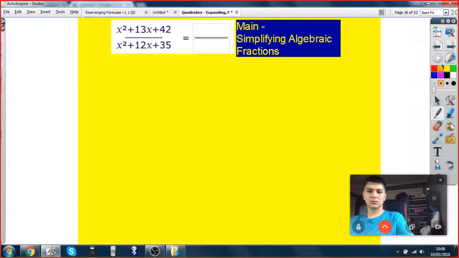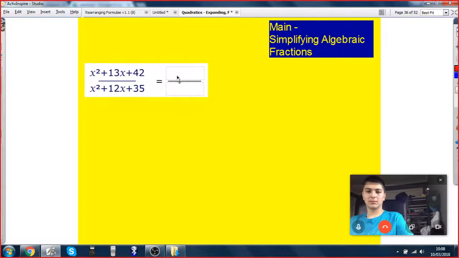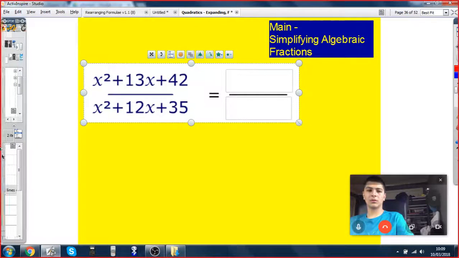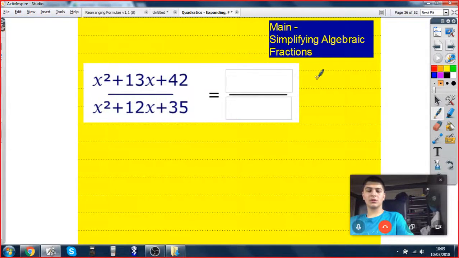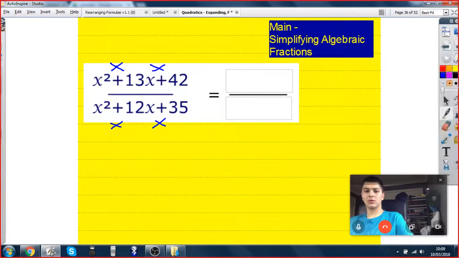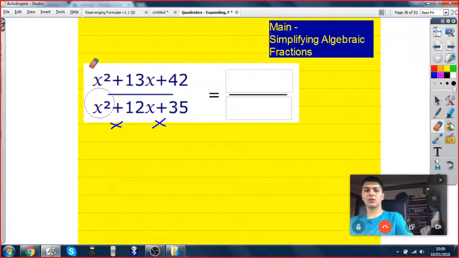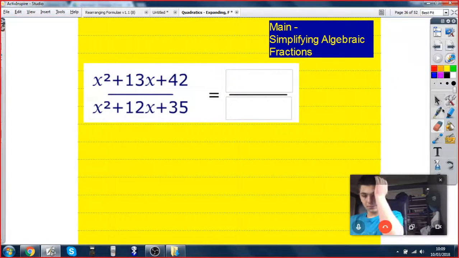Okay, algebraic fractions. How would you simplify this fraction? Would you take away the 2x, so it'd just be 13x plus 42 over 12x plus 35? No. If it was times or divide in between everything, you could do that. But because it's plus or minus, because of BIDMAS, you can't cancel down anything with plus or minus between it.